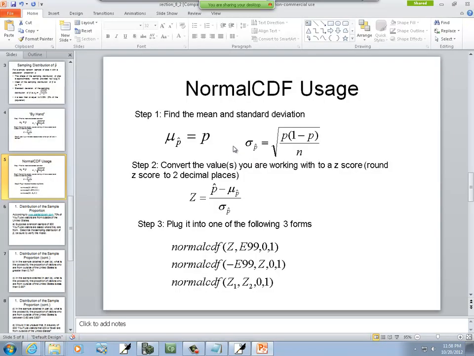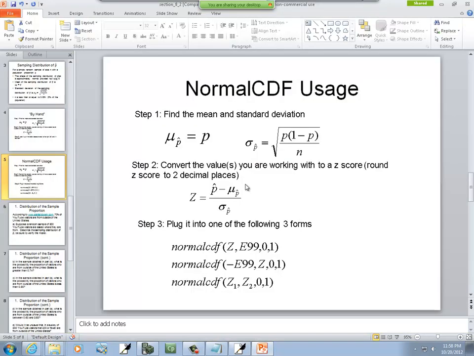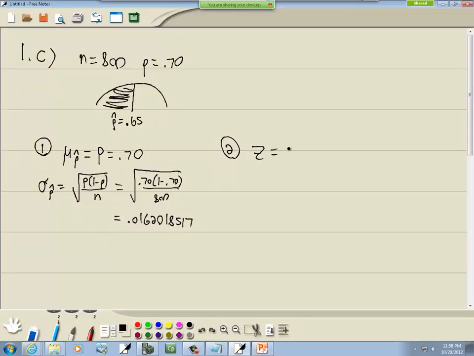And second step is convert the p hat equals 0.65 to a z-score. So we've got z is equal to p hat minus mu sub p hat over sigma sub p hat. P hat in this one is 0.65 minus mu sub p hat, which is 0.70, divided by sigma sub p hat, which is 0.0162018517. Again, we'll put parentheses around the top when you plug it in the calculator, or you can do that in your head.